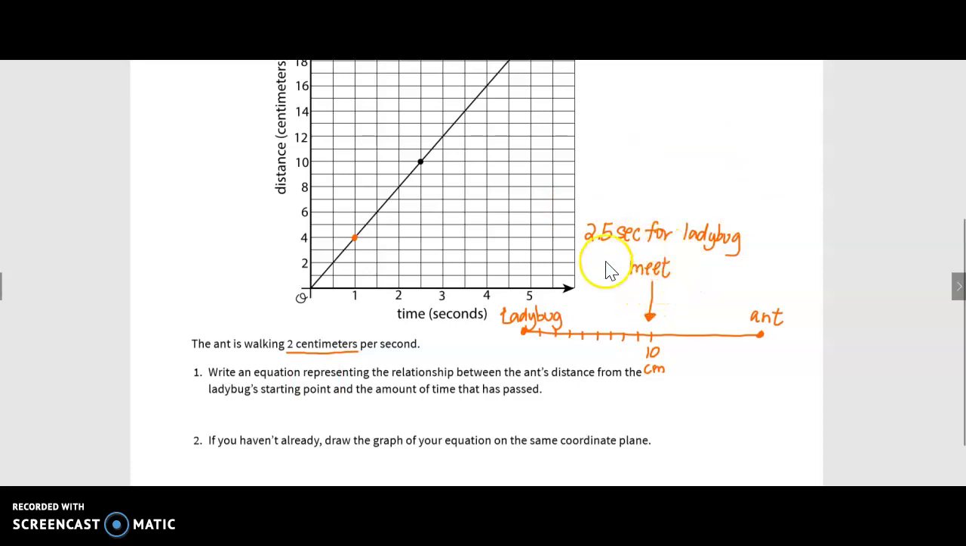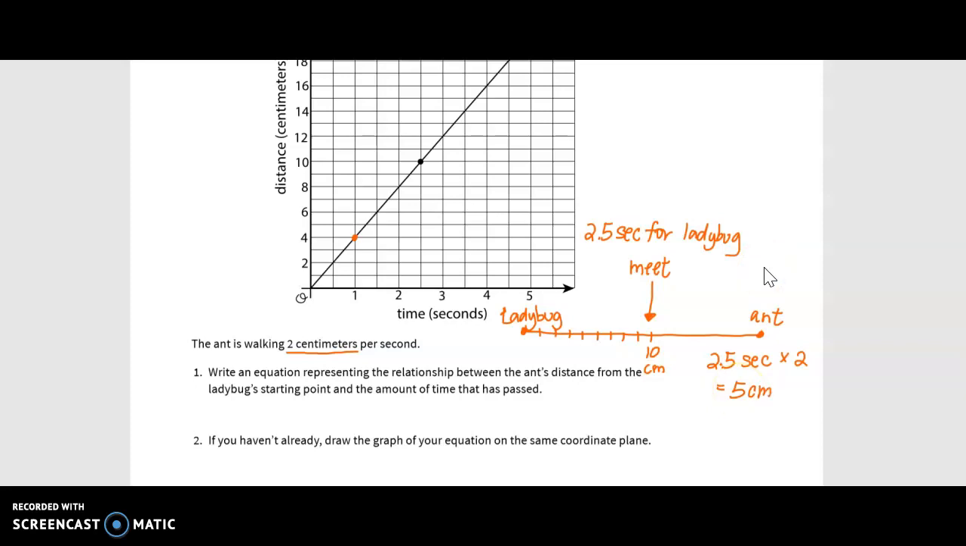It took the ladybug 2.5 seconds to get to 10 centimeters right here, but the ant is on the other side, and I need to figure it out for 2.5 seconds. That's the time that they share, but the ant will not have the same distance as the ladybug. So I need to figure out for the ant, for 2.5 seconds, where will he be. So I take 2.5 seconds times 2 because that's the speed. That gives me 5. So that means in 2.5 seconds, the ant walks 5 centimeters.